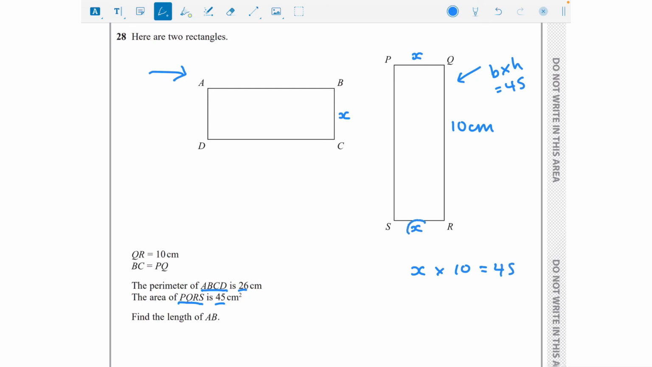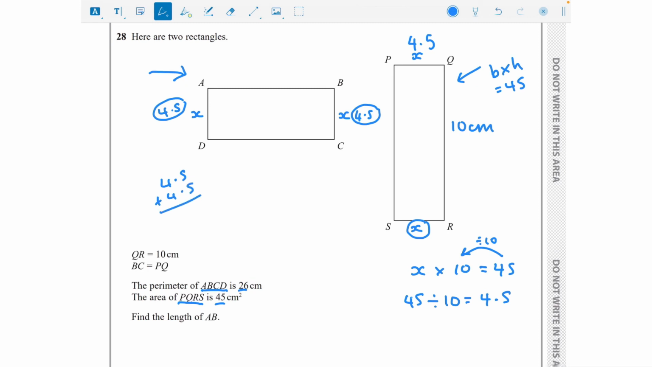How would I work out that missing length? We would need to work backwards and divide by 10. So 45 divided by 10 is 4.5. So now if I make this 4.5, I know that this rectangle has an area of 45. If that one's 4.5, however, this one is also 4.5. And that means that this one is also 4.5 because they're rectangles and the opposite sides are the same length. So now I know that 4 add 4.5, add another 4.5, that is 9. So far the perimeter of this rectangle is 9, but they've told me the perimeter altogether is 26.